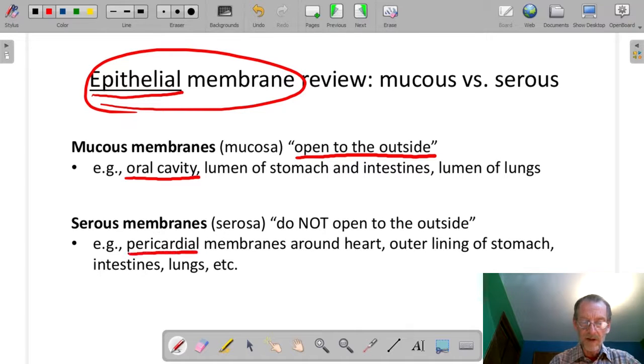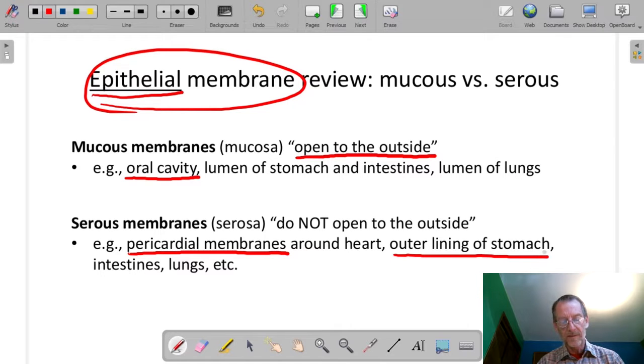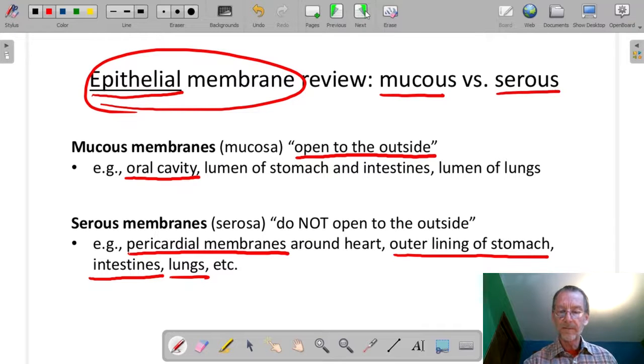So pericardial membranes, these are on the outside of the heart. They don't open to the outside of the body, obviously. The outer lining of your stomach, the outer lining of the intestines and the lungs, etc., those are all serous membranes. Okay, so that's just a quick little review of mucous versus serous membranes.